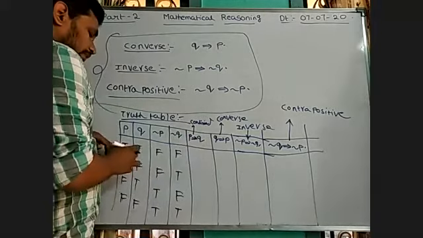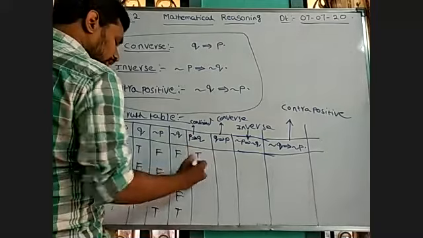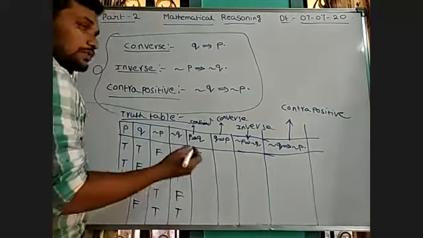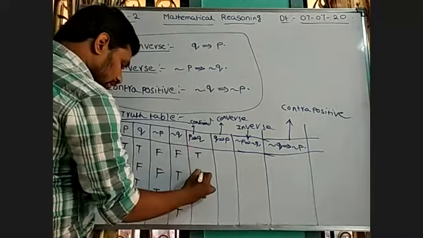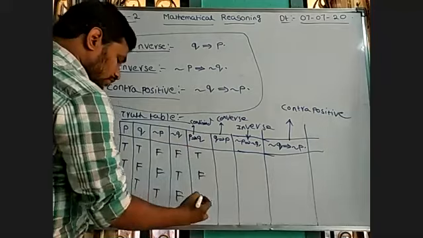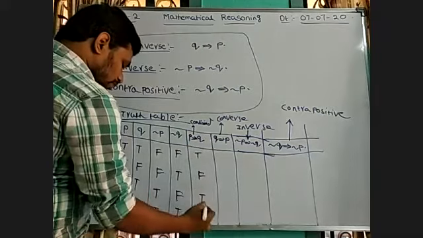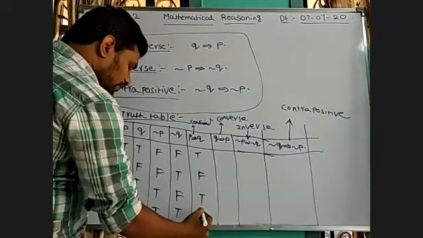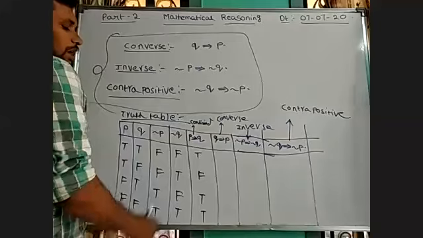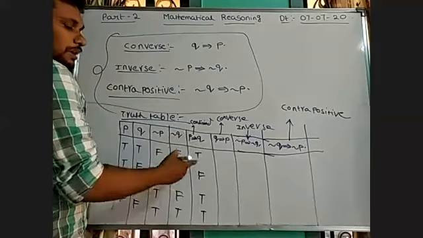Now P conditional, P implies Q. True true gives true. True false gives false. False true gives true. False false gives true. We already proved it, that's why I'm writing directly.